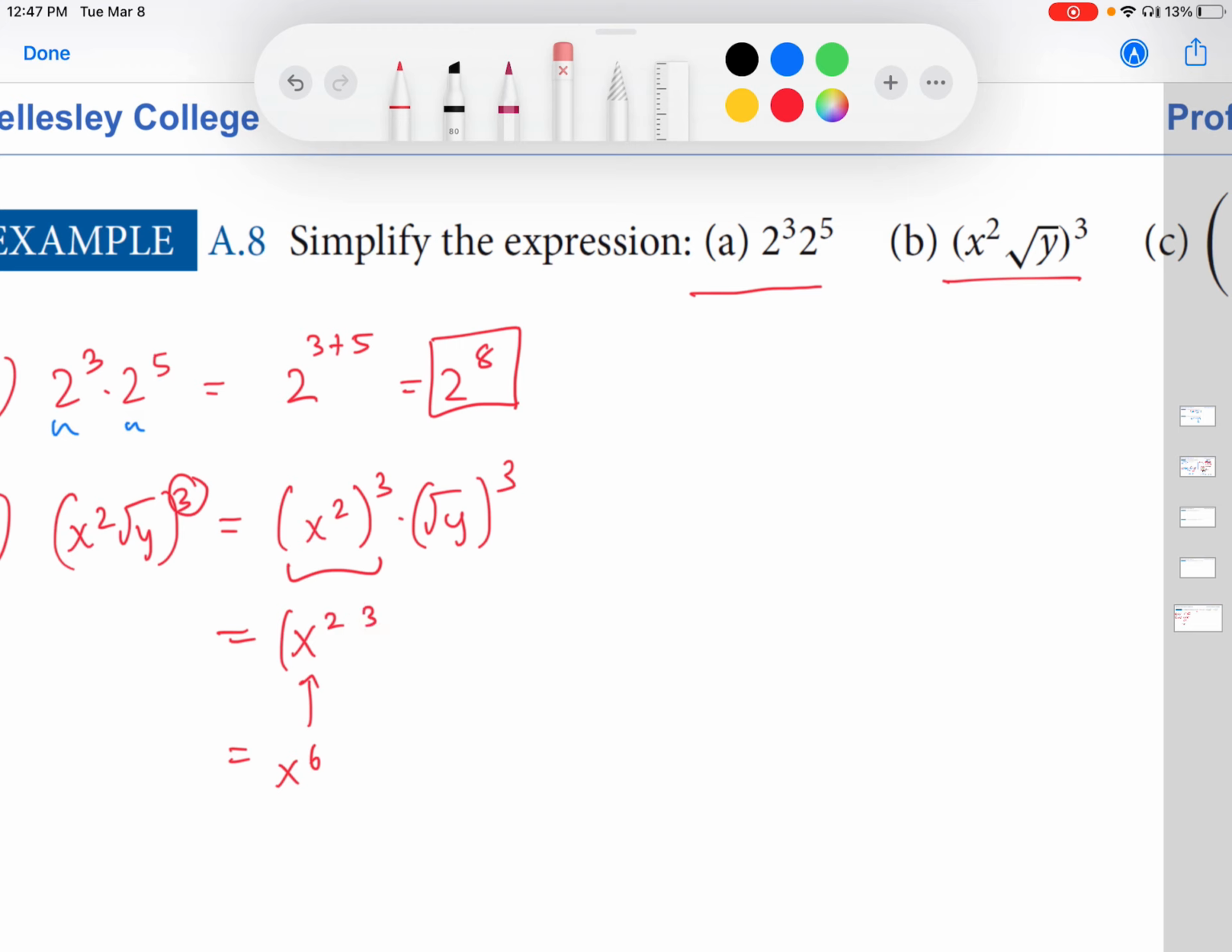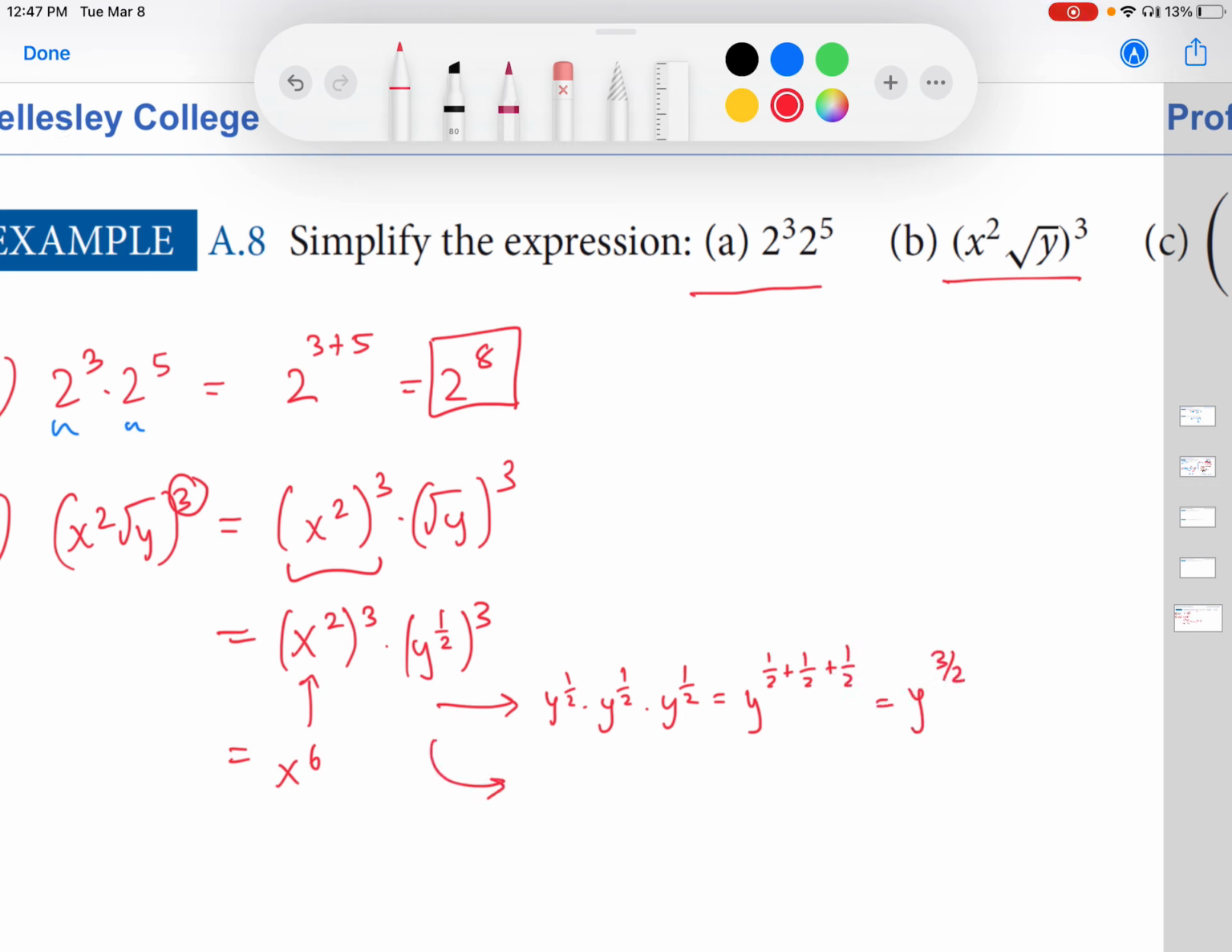And then now let's look at the next part of this expression, which is square root of y cubed. Various ways to do that, but probably the best one in terms of using rules of exponents is to write square root of y as y to the 1/2. The reason is that now we are doing y to the 1/2 raised to the third. So again, we could view this as y to the 1/2 times y to the 1/2 times y to the 1/2, and then get y to the 1/2 plus 1/2 plus 1/2, which would be y to the 3/2.